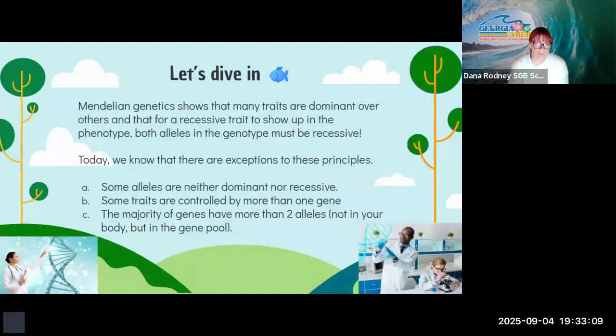So we know that Mendelian genetics shows us that many traits are dominant over others, and that for a recessive trait to show up in the phenotype, both alleles have to be recessive. However, now we know that there are some exceptions to that. There are some alleles that are neither dominant or recessive. Some traits are controlled by more than one gene, and the majority of genes have more than two alleles, not in your own body. We only have two copies in our body, but in the gene pool as a whole.